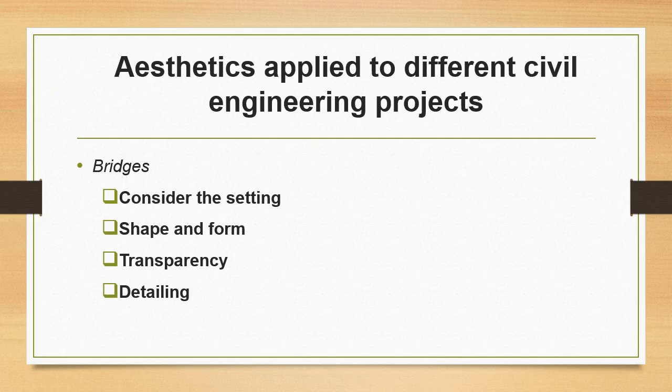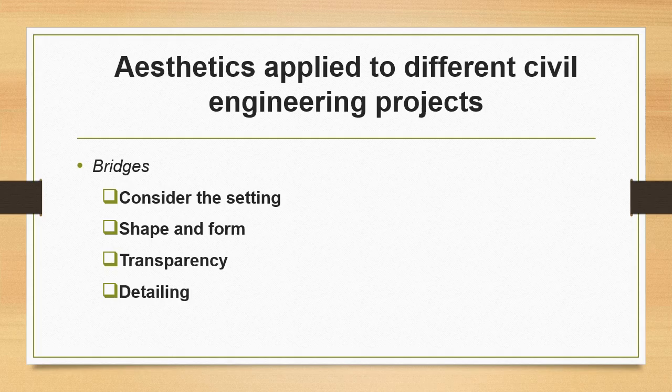Now, what are the different civil engineering projects where the aesthetics can play a role? There are different civil engineering projects. First one is the bridge projects. Now, the factors that affect the aesthetics of a bridge are as follows. First one is consider the setting. That means the design of the bridge should be sensitive to its location, whether it is a bustling city or a natural environment.